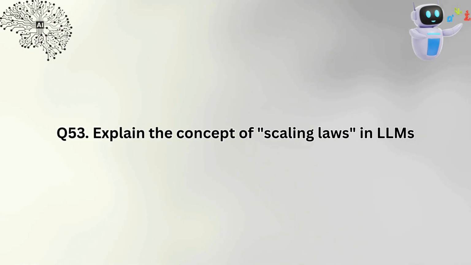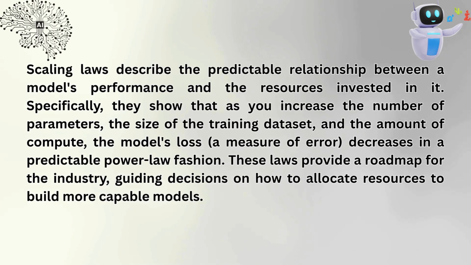Explain the concept of scaling laws in LLMs. Scaling laws describe the predictable relationship between a model's performance and the resources invested in it. Specifically, they show that as you increase the number of parameters, the size of the training dataset, and the amount of compute, the model's loss, a measure of error, decreases in a predictable power law fashion. These laws provide a roadmap for the industry, guiding decisions on how to allocate resources to build more capable models.